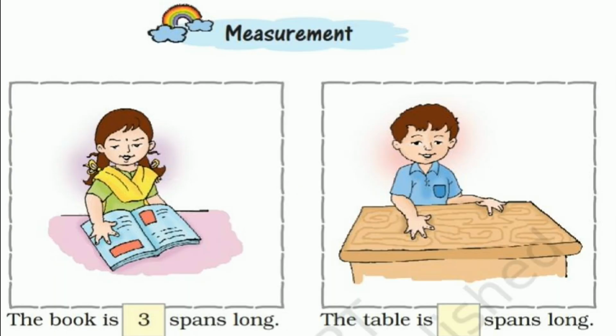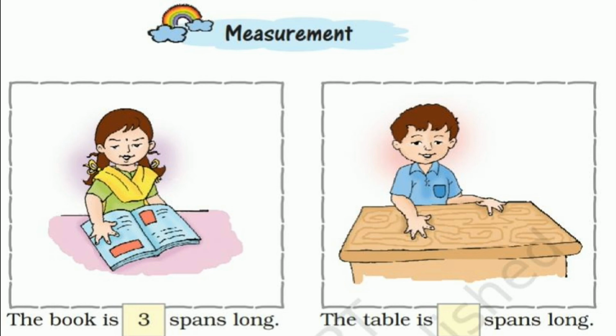Next, children, here you can see a girl is measuring her book using her handspan. Handspan is nothing but she has placed her palm on the book and she is measuring the length of the book using her palm. The book is 3 spans long. So, the length of the book is 3 spans long.